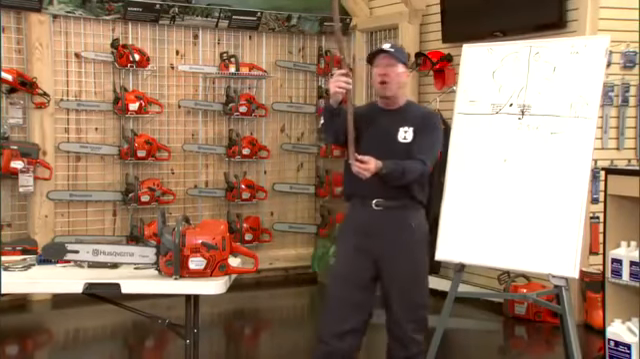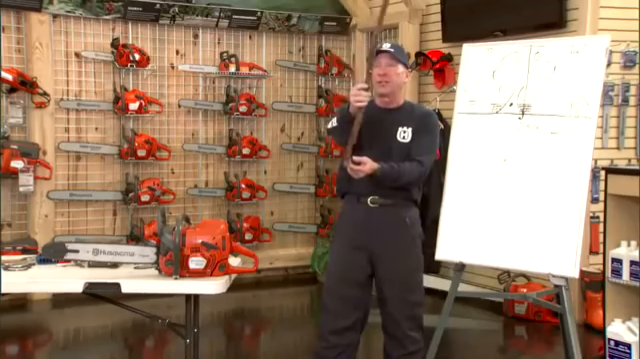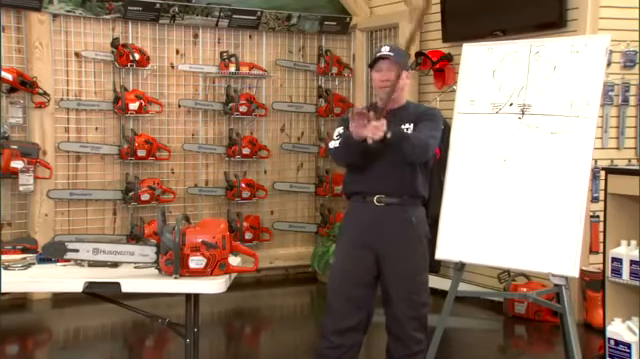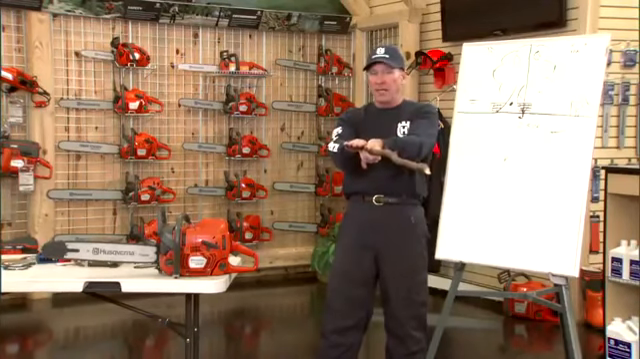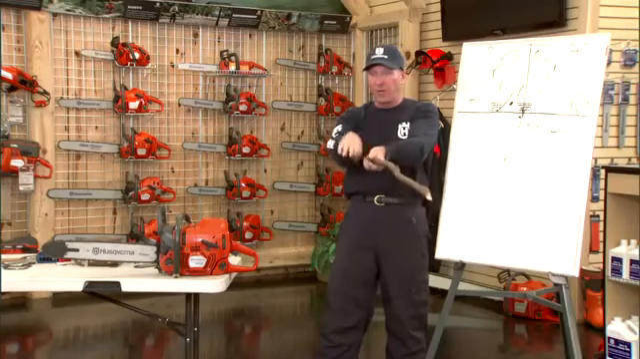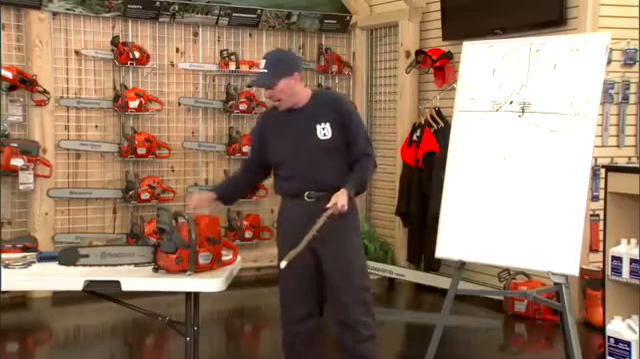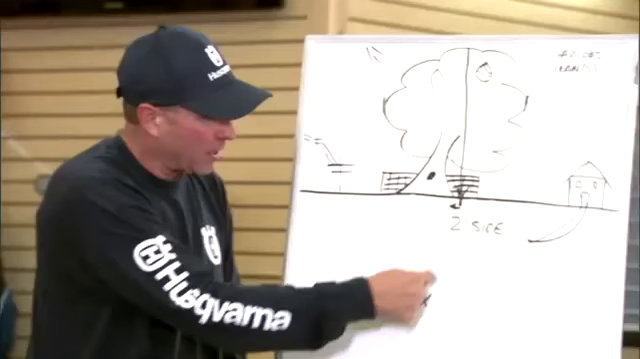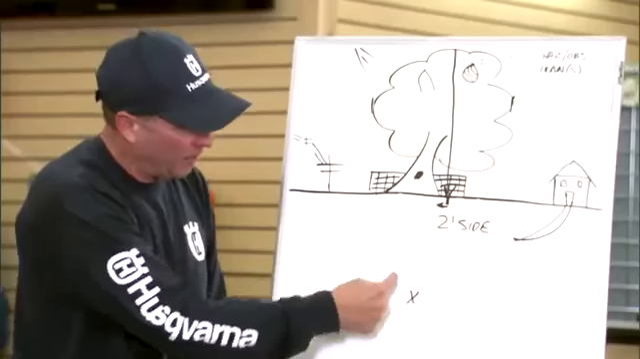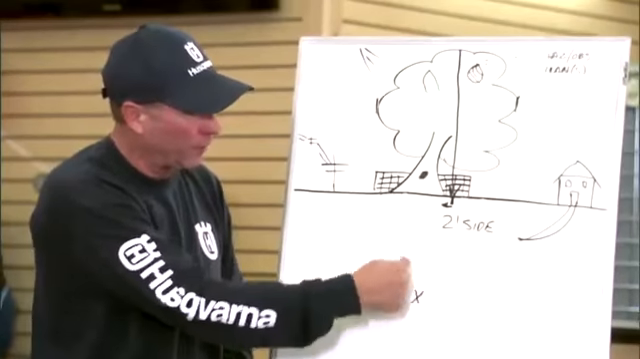Because even if the tree's leaning forward, it's leaning 2 feet to the left, and it creates a pivot. That tree is going to fall 2 feet away from where I want it to go. So how we fix that is by aiming the saw not directly at the line, but aiming it 2 feet opposite of the lean.